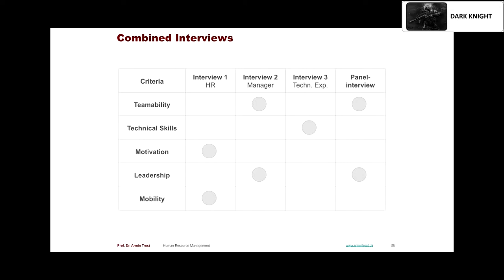and mobility. Why are you interested in this job? What drives you? Are you hungry enough to do this job successfully? But also maybe about mobility. Are you willing to spend 2, 3, 4 days in the week in a different city, far away from home? Are you willing to travel? Things like this.